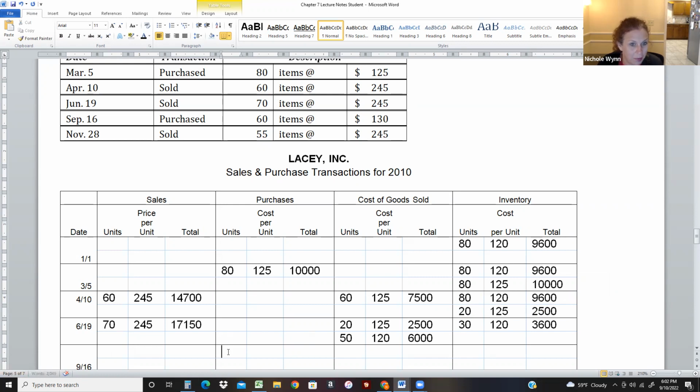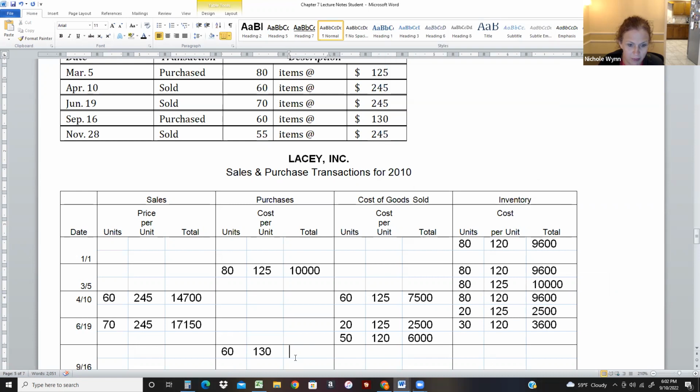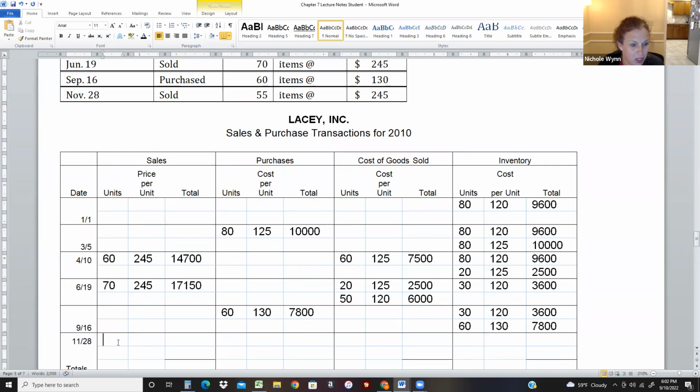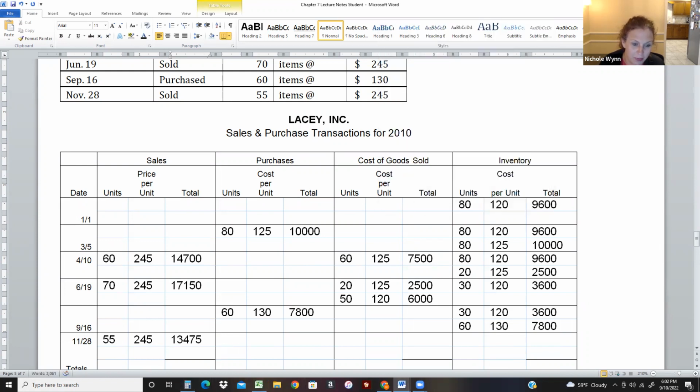On June 16th, I'm going to buy 60 more units at 130. 7,800. So now I have 30 at 120. They probably got dust on them. And 60 at 130. And then on November 28th, I'm going to sell 55 units. 55 units at 245 is 13,475.